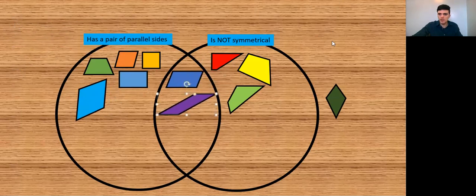Okay, hopefully that helped you understand how we can sort our shapes using Venn diagrams. You did have a question on that in your workbook.